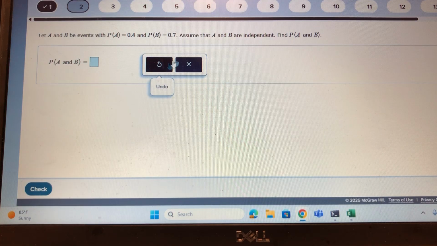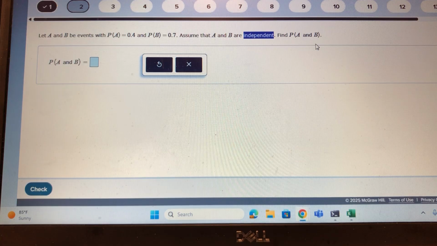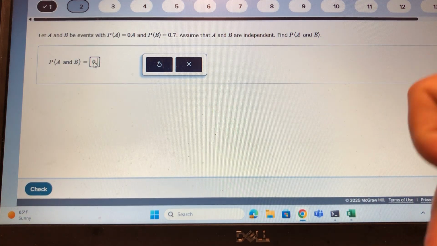Okay, now see here it says it's independent. This is the easier case. Now you're back in junior high. Assume A and B are independent, find A and B. That's literally A times B. This would not work in the previous problem, but it works here. 0.4 times 0.7 is 0.28.